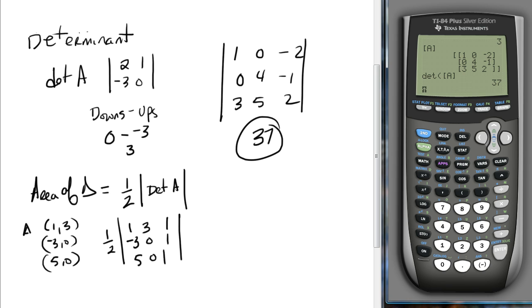So this is our matrix that we're going to use. Second matrix, I'm just going to use A. It's already set up as a 3 by 3. Second matrix, edit. Enter, enter, and type it in. Once we type it in, we're going to go second quit.